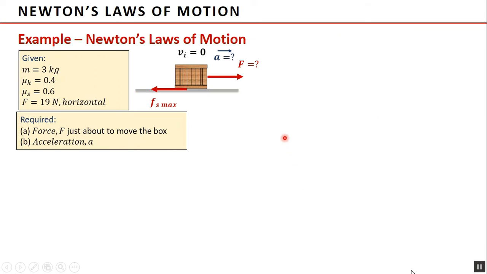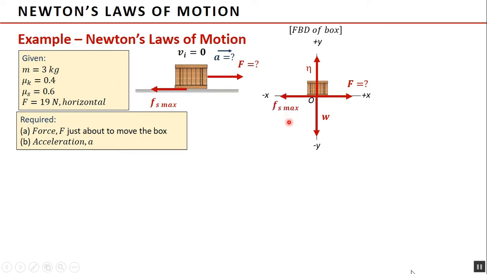Now let us construct the free body diagram of the box. We draw again x and y axes. The box lies on the x-axis. Then we indicate the forces acting on the box: the weight of the box, the normal force, the needed horizontal force to impend motion on the box, and the resistive maximum static friction.